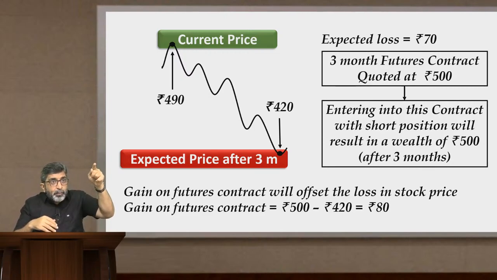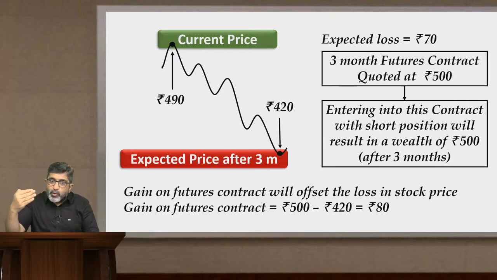So when the stock price dropped from 490 to 420, on one side you incurred a loss of 70, but that loss got recovered through the gain that you have made in the futures contract. That is the advantage of taking a futures contract as the base for hedging. And this is what we call hedging through stock futures.